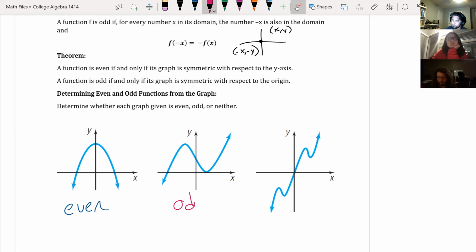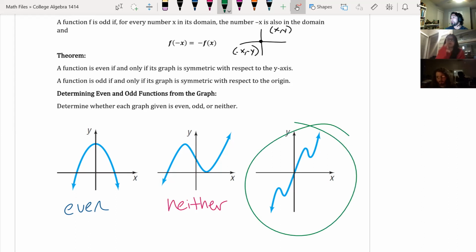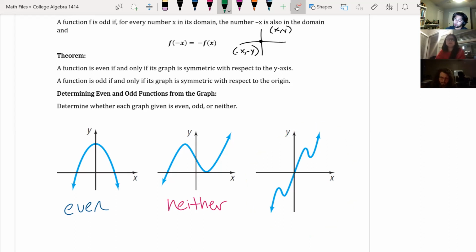So this would be, oh, sorry. Neither, neither. Okay, and the last one. Even, odd, or neither? Odd. Here's the origin. If I put a point here, it reflects across the origin there. So this would be odd. Okay.